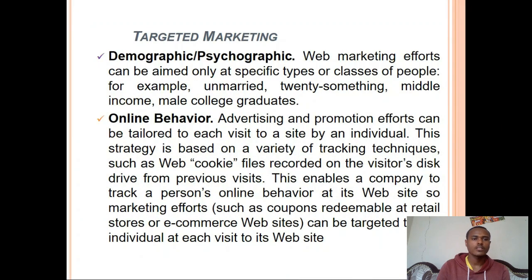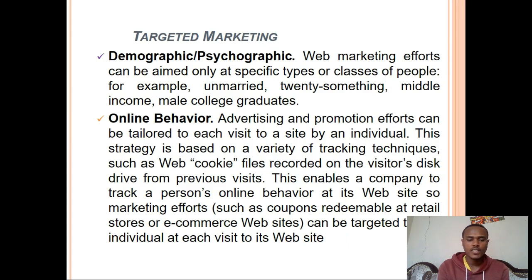The fifth type or component of targeted marketing is online behavior. Advertising and promotion efforts can be tailored to each visit to the site by an individual. This strategy is based on a variety of tracking techniques such as the web cookie. A web cookie is a file recorded on the visitor's disk drive from previous visits. This enables a company to track a person's online behavior at its website.